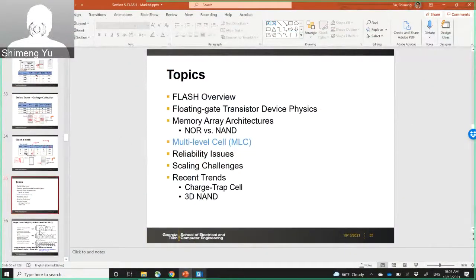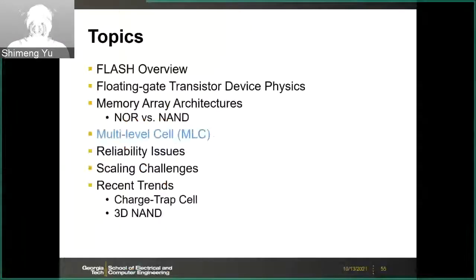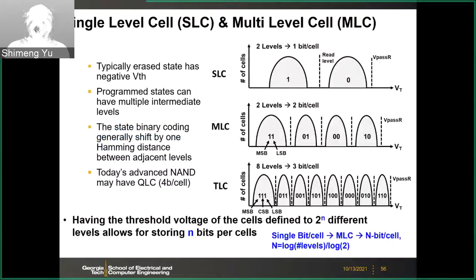No, then let's move on to the MLC, multi-level cell. This is also a new feature in Flash compared to SRAM and DRAM, where you only have a single level cell. The multi-level cell basically means you can store multiple bits in one cell. Cell means here one floating gate transistor. The way you store multiple levels is to engineer the threshold voltage.